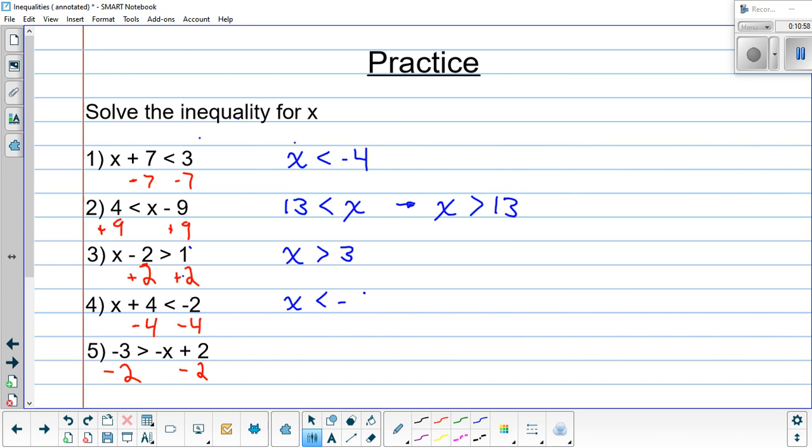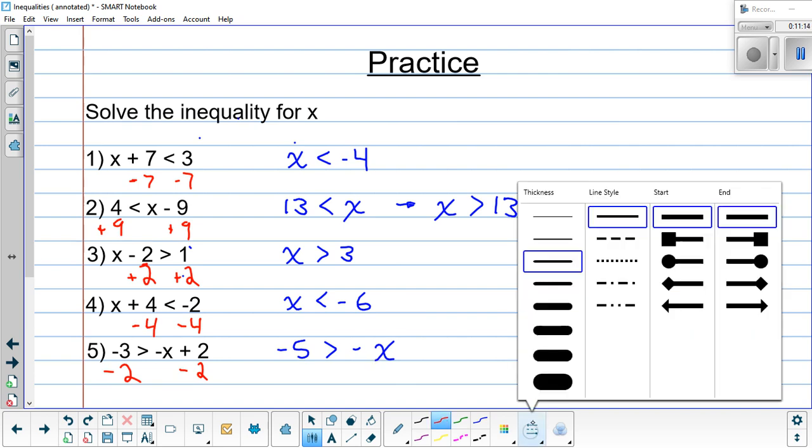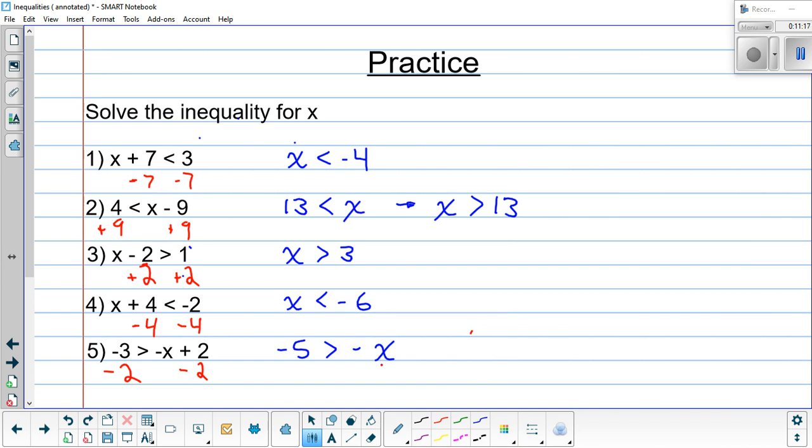So we have negative 6. And this last one, so negative 3 and negative 2 is negative 5. And then we have our greater than, and then we have negative x. Well, this is great, but this kind of is introducing my next topic of multiplication. Well, check out this, because we're not quite done. We want x, and we have negative x, right? So that's negative 1x. So we can just divide by negative 1 on both sides.